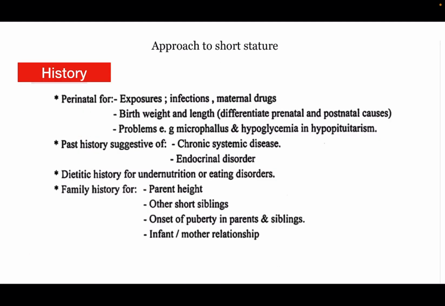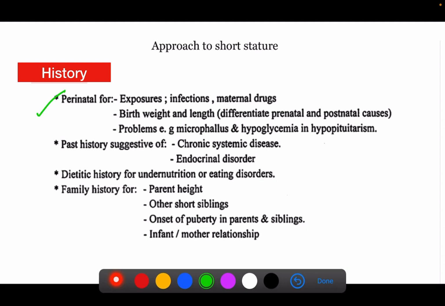Now we will see how to approach a case of short stature. In the history, we have to first ask perinatal history for risk factors like any exposure, infections during the antenatal period, maternal drug intake. Birth weight and length should be noted to differentiate prenatal and postnatal causes. Problems like any hypoglycemia, microcephaly in the initial period should be noted.